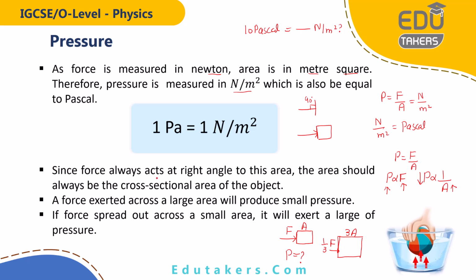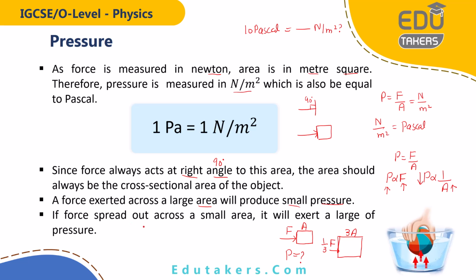Since the force always acts at right angle, it means that the angle is 90 degrees to this area. The area should always be the cross-sectional area of the object. A force exerted across a large area. When the force is exerted on the large area, according to the relationship between the pressure and area, by increasing the area, the pressure would decrease. It will produce a small pressure. Because the cross-sectional area is large, of course the pressure would be small.